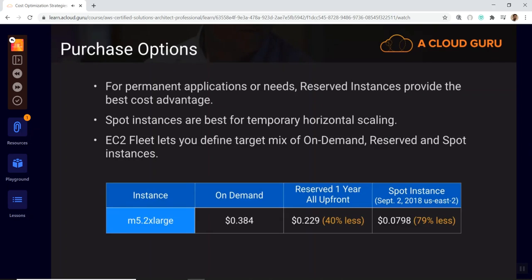So if we look at M5 2XLarge, at the time of this recording, the on-demand price is 38 cents. If we decide to do a 1-year reserved, that drops it 40%. And if we want to use just a spot instance, that drops it to 7%. So that's a 79% savings over the on-demand.